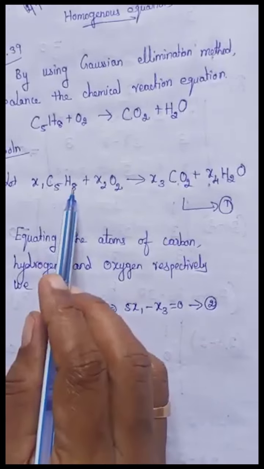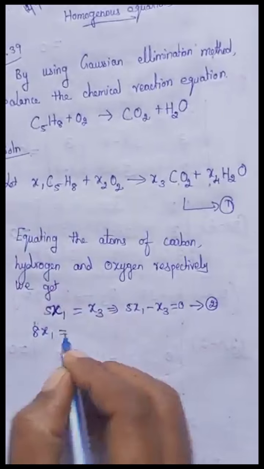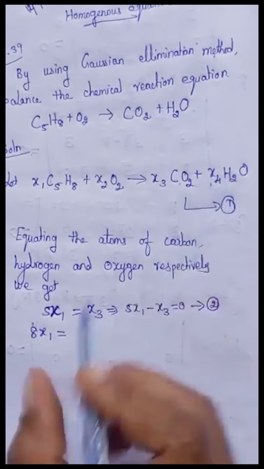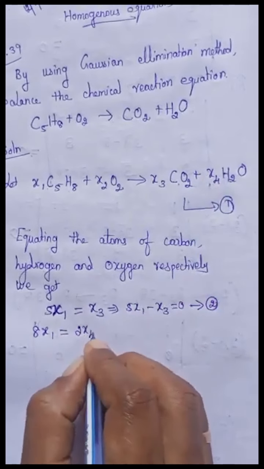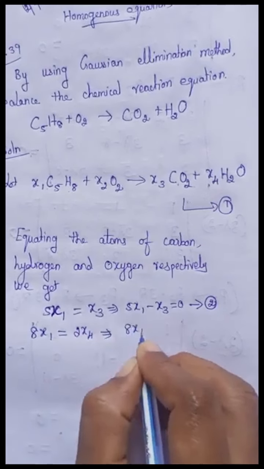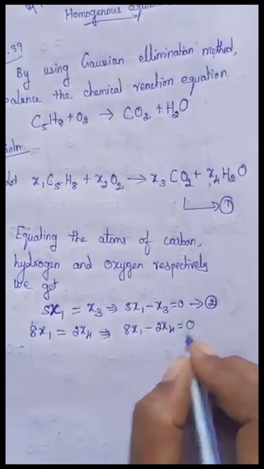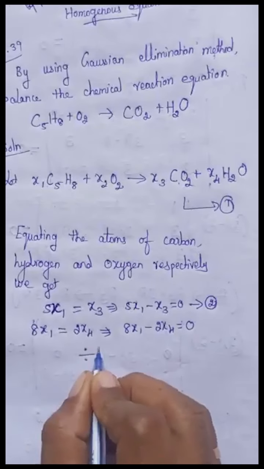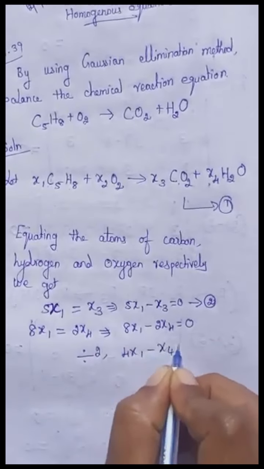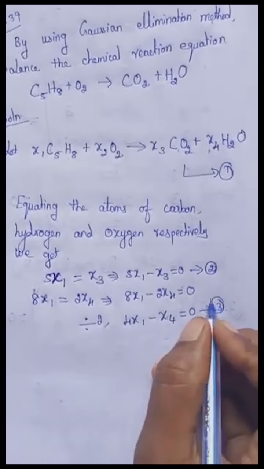Then hydrogen atom 8. So 8x1 is equal to, then here we have 2 hydrogen atoms, 2x4, which implies 8x1 minus 2x4 is equal to 0. Since 2 is common, I am just dividing by 2. So 4x1 minus x4 is equal to 0. This we can mark as equation number 3.